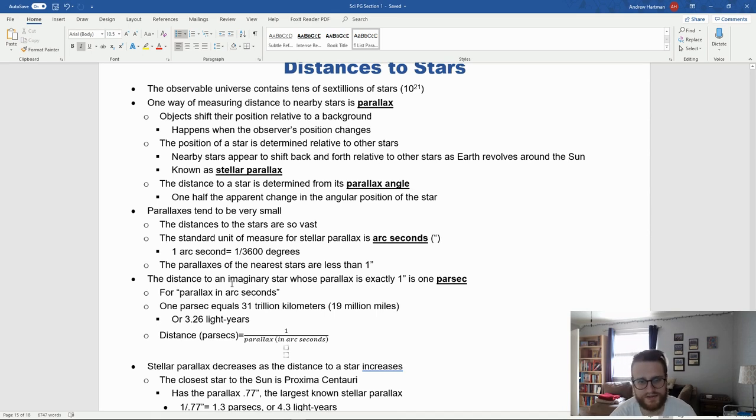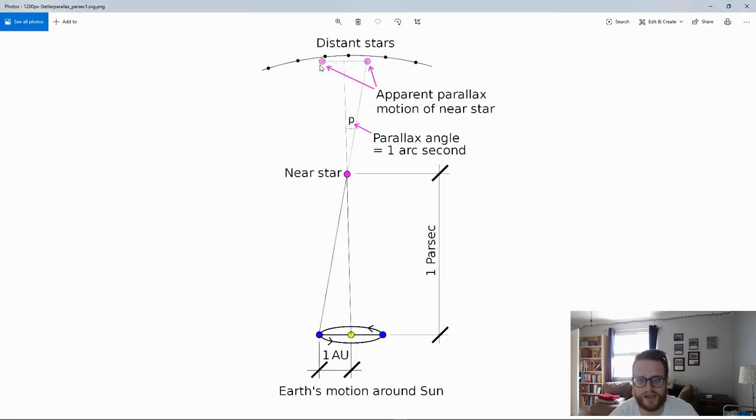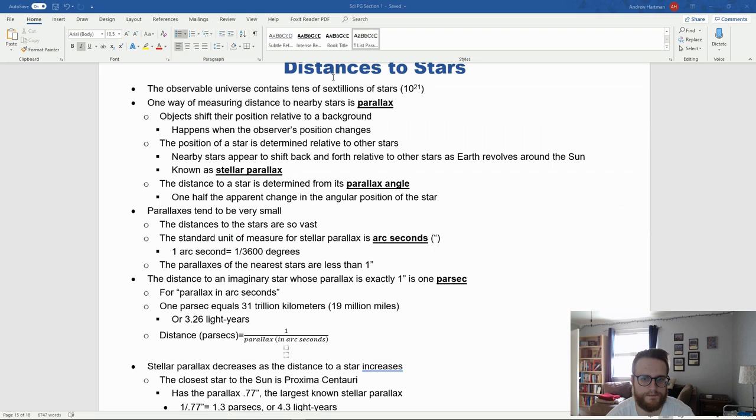So the distance to a star is determined from its parallax angle, which is 1/2 the apparent change in the angular position of the star, which again, 1/2. So the apparent change, but cut in half, because then we have the original place, and then as we orbit the sun, we're seeing it go to both maximums.